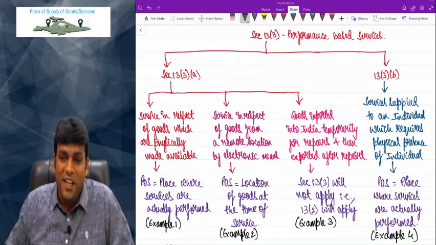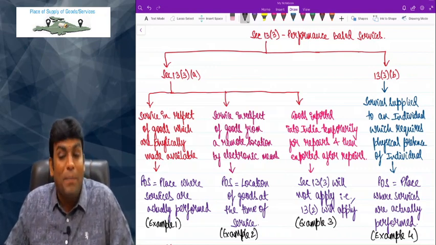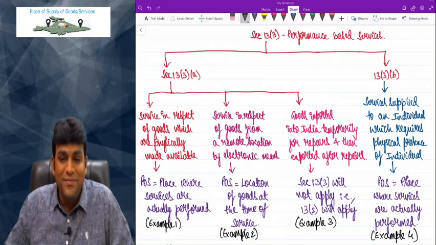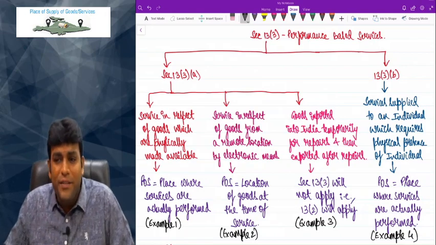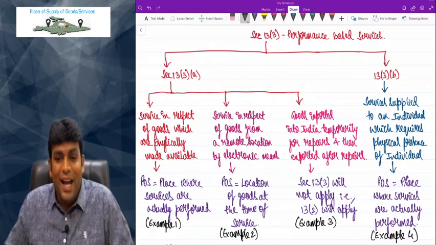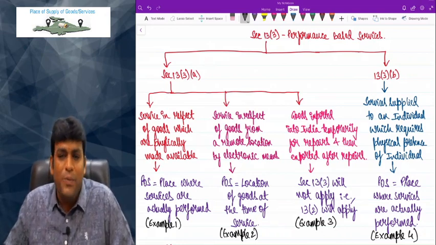And last, 13.3b talks about services supplied to an individual. Services supplied to an individual which requires physical presence of an individual. And there the answer is very clearly place where services are actually performed. That's it. Come on, take it, sir.